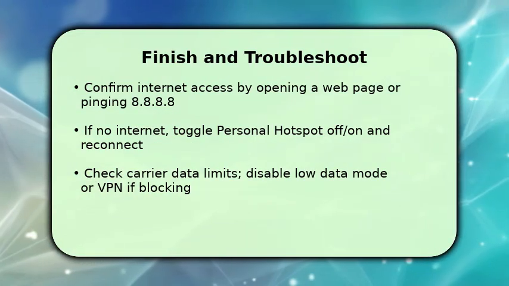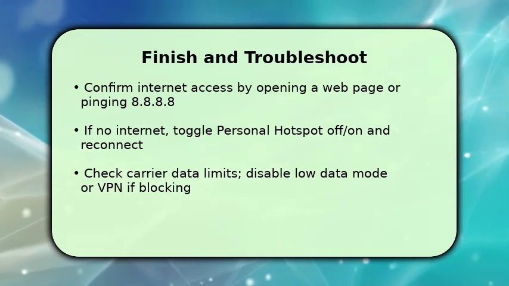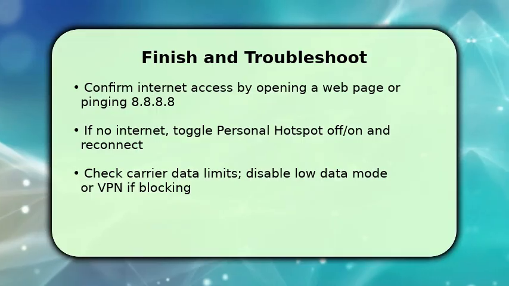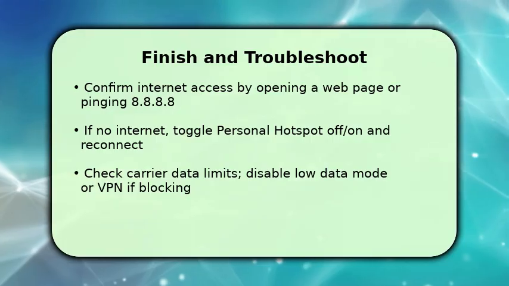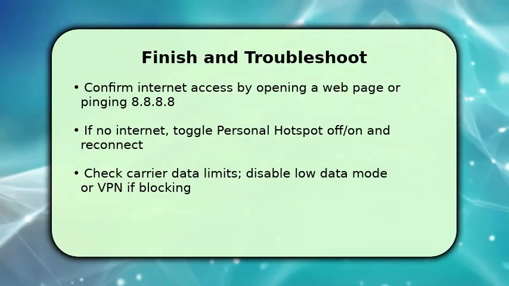Final steps. Verify the PC has internet by loading a web page or running a quick ping. Once confirmed, adjust sharing settings as needed. If there's no connection, toggle the iPhone's personal hotspot off and on, restart Wi-Fi on the PC, or reconnect the USB cable and retrust the device.